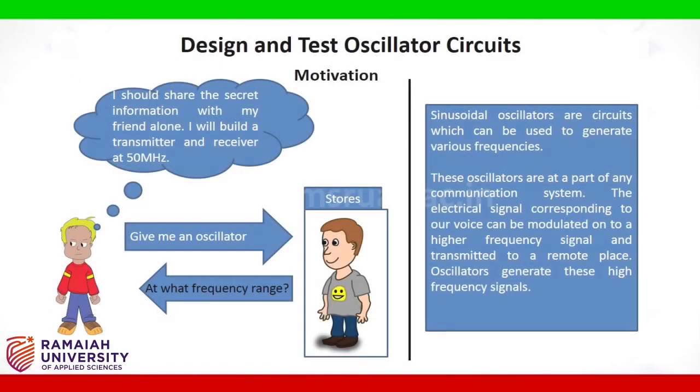Consider that you need to share secret information with a friend alone, and hence you build a transmitter and receiver at 50 MHz. Then, if you go to stores and ask to give an oscillator, the vendor asks at what frequency. Sinusoidal oscillators are circuits which can be used to generate various frequencies. These oscillators are a part of any communication system.